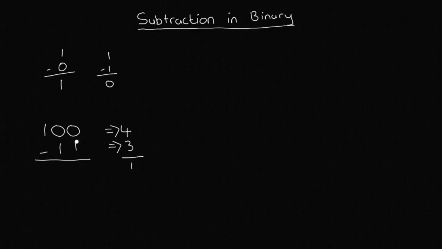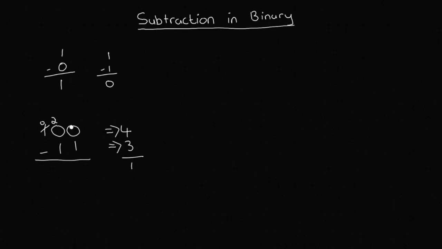So again, we want to take 1 from 0, but we can't do it because we can't take 1 from 0 without leaving us with a negative number. So we want to borrow from the next column. But again, we have a problem here. We can't borrow from the next column because it's also 0. So we need to borrow from the next column. So this 1 will become a 0. This column here will become a 2.